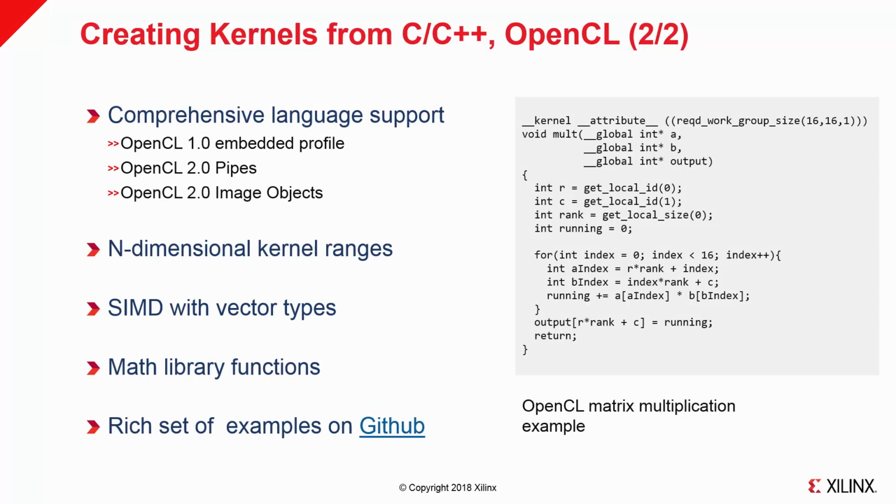The SDAccel compiler supports a rich set of C, C++, and OpenCL constructs. When it comes to OpenCL, the compiler specifically supports OpenCL 1.0 embedded profile, OpenCL 2.0 pipes, and OpenCL 2.0 image objects. Kernels can be expressed with n-dimensional ranges, and many convenient vector types can be used for SIMD optimizations. The code on the right-hand side shows a simple OpenCL matrix multiplication example. More than 80 examples of synthesizable C, C++, and OpenCL can be found on the SDAccel GitHub repository. These examples are a good way of getting familiarized with how writing good code for FPGA acceleration works.